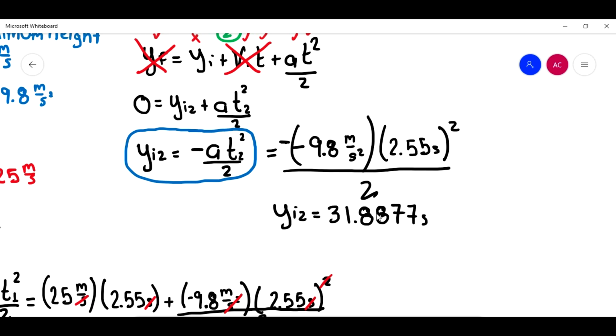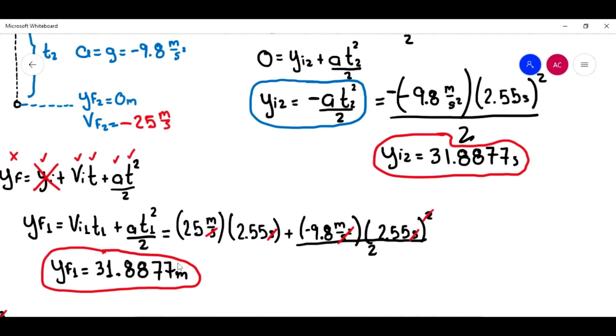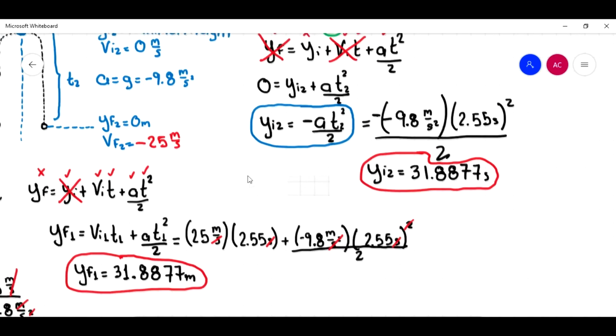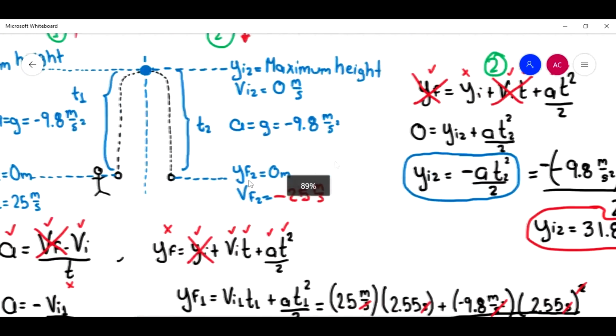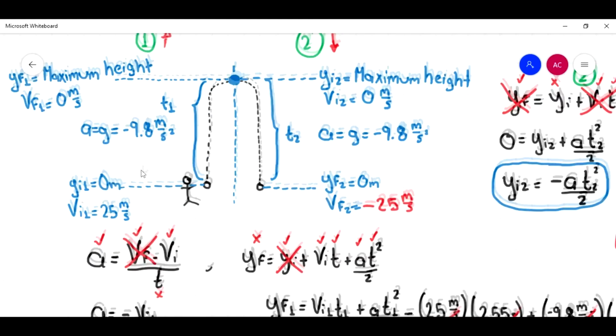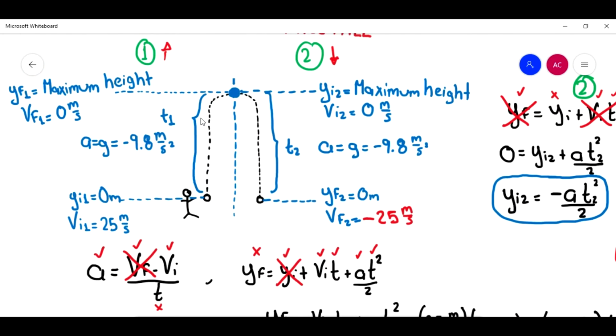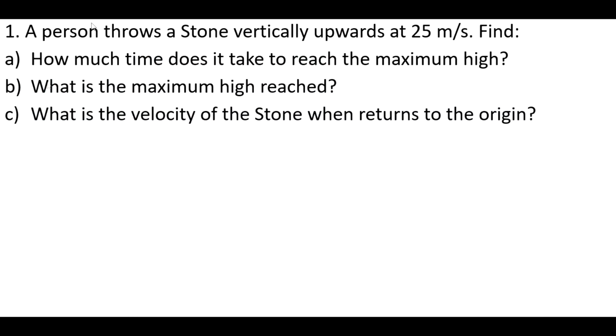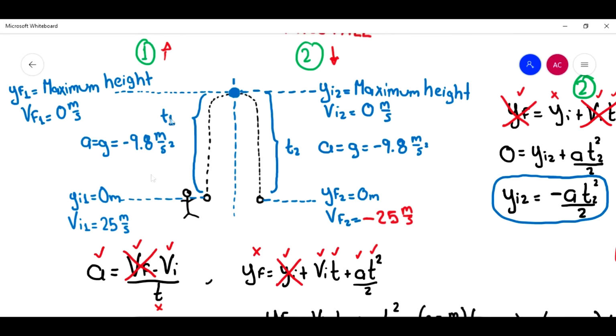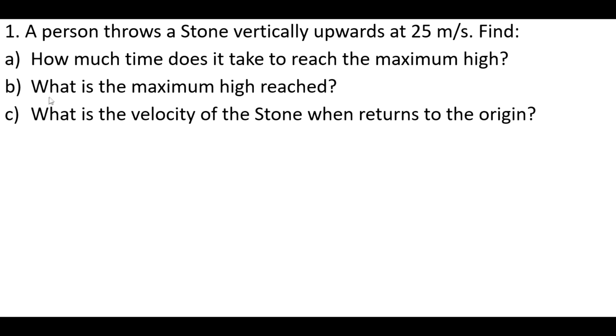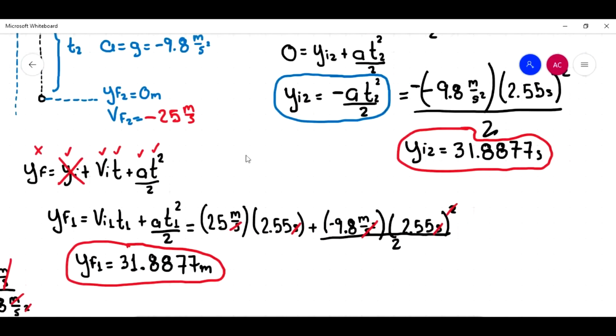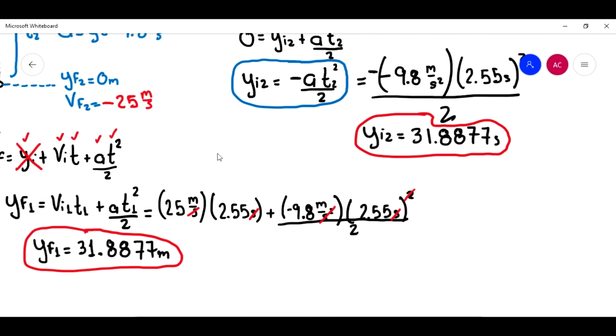31.8877 meters. I told you, it doesn't matter which segment you choose in order to solve the problems as long as you make the correct procedures. In this case, I made the first questions with segment number 1, and then I switched to segment number 2 just to show you that there is a different equation. This is the equation for segment 1 and this is the equation for segment 2, but at the end we got the same answer.